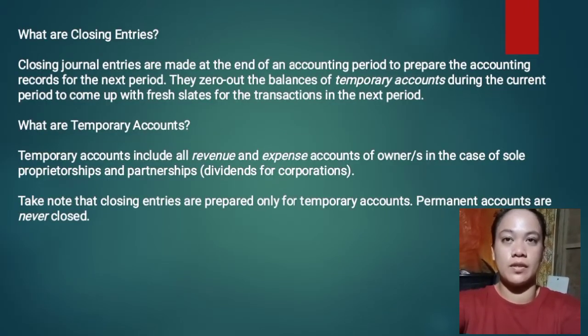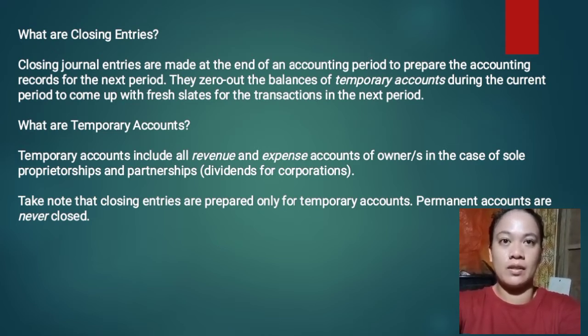What are closing entries? Closing journal entries are made at the end of an accounting period to prepare the accounting records for the next period. They zero out the balances of temporary accounts during the current period to come up with a fresh slate for the transactions in the next period.